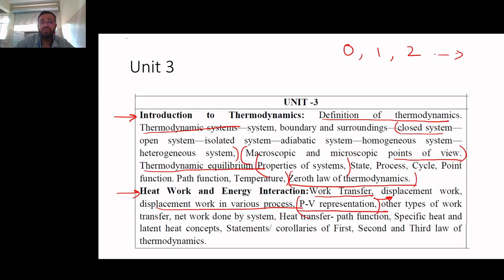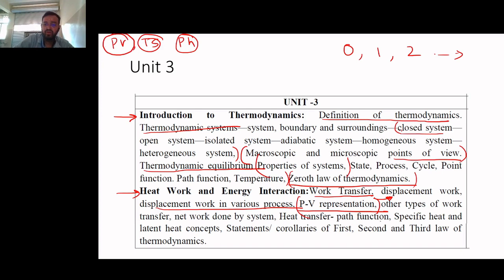Now, in thermodynamics, we often represent our processes on different types of graphs. We have your PV graph, your TS graph, your pH graph. So all of these concepts will be introduced to you, and initially we'll be looking at the representations of different types of work processes on a PV graph.